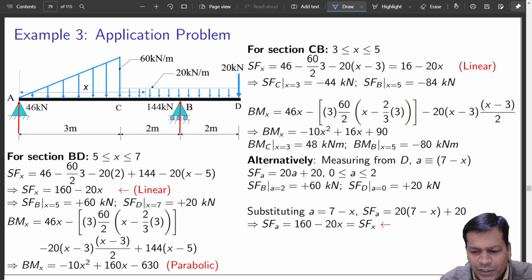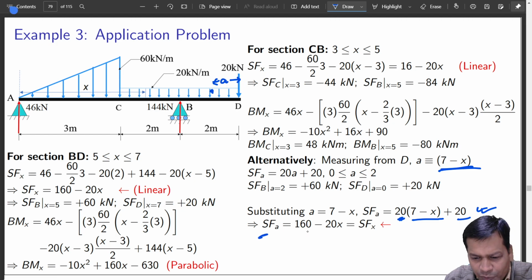Similarly, I can do it with bending moment. Bending moment, again you take this point which is at a distance A. A is 7 minus x, remember that. So shear force at A should be equal to 20 into 7 minus x plus 20, you did it already. So shear force should give you this, and it varies with A. If you substitute this value instead of A, you get what? It is this. So that is shear force at x.